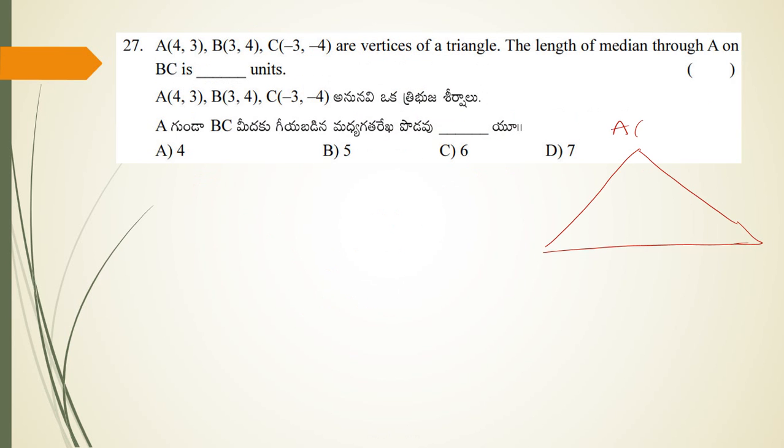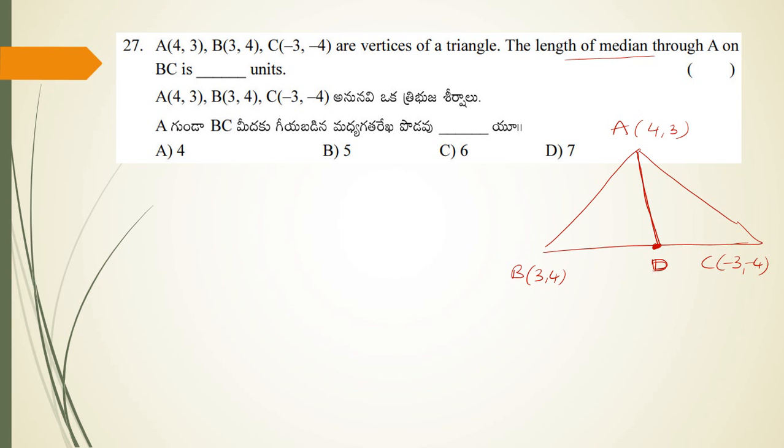So for this triangle, A is (4, 3), B is (3, 4), and C is (-3, -4). Now what is he asking? Length of the median through A onto BC. So length of median, so this particular D is nothing but my median, so AD length he is asking you to find. So for this what I am going to do?